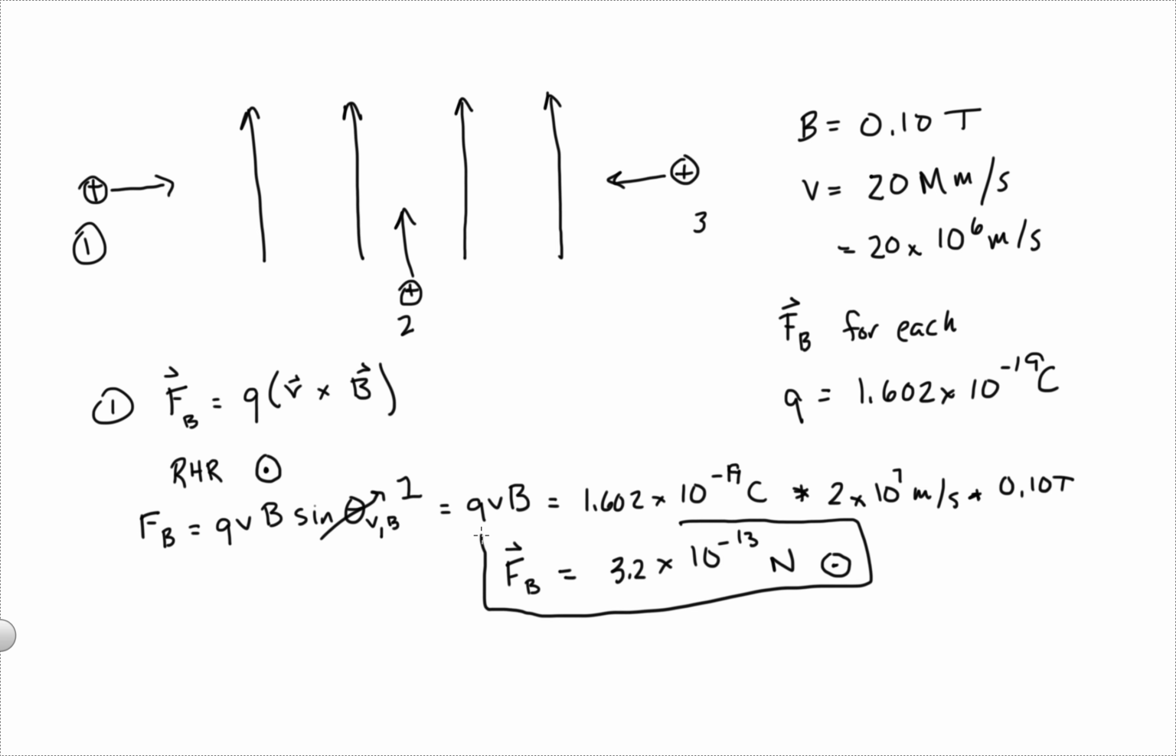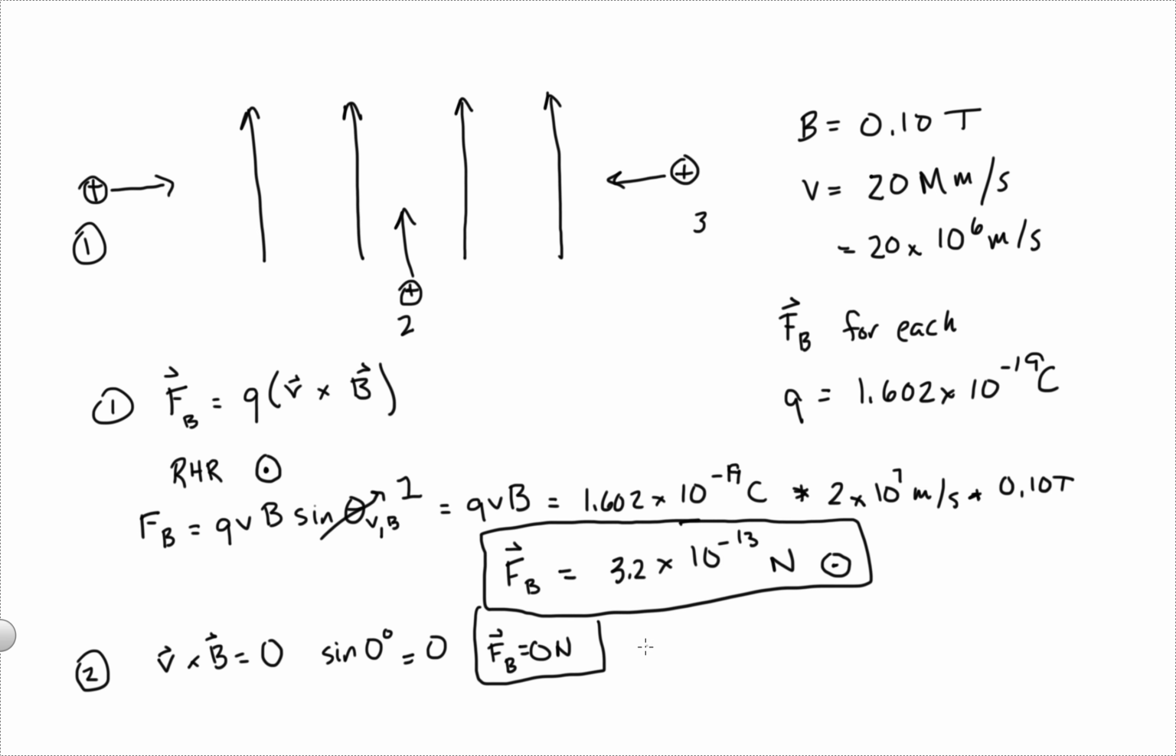And actually, if you think about this problem long enough, you're really done for 2 and 3 too, because for 2, well, we have V and B in the same direction. And so V cross B, in this case, is going to give us 0, because the sine of 0 degrees is 0. And so for 2, the force is equal to 0 newtons. No force means no direction.